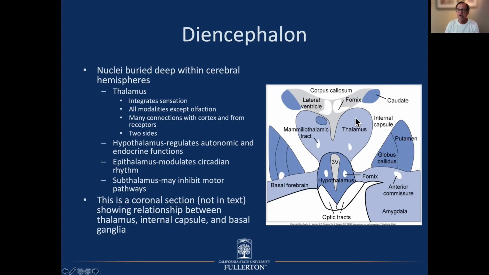There are two sides to it. Here's one side. It hasn't labeled it here, but here's the other side. Here would be the midline, separating right from left. The hypothalamus, which we see down here below, is smaller, and it regulates autonomic and endocrine functions. That has to do with the chemical functioning of the body, let's say.